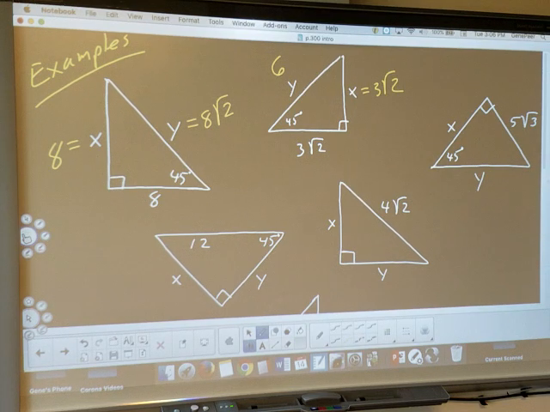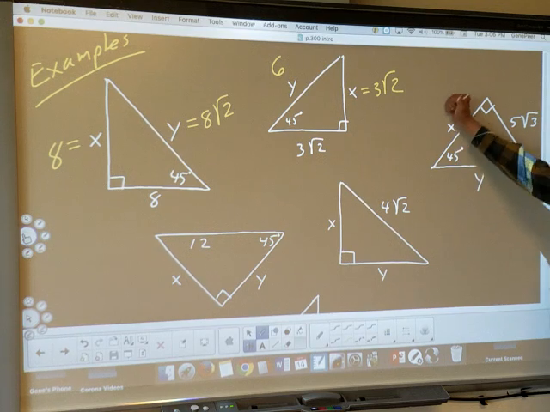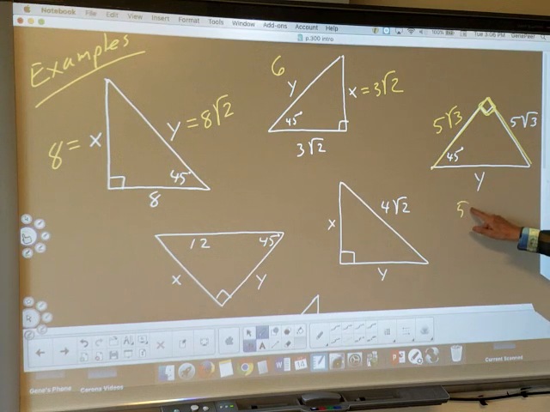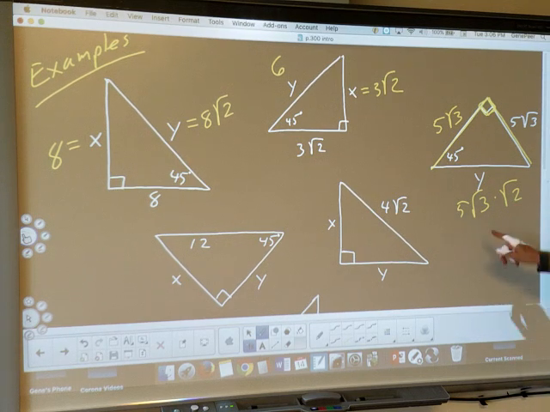Another example. If that's 5 square root of 3, then this guy must be 5 square root of 3. Here's your right angle. The legs must be congruent. Here's your hypotenuse. What do? You take your 5 square root of 3 and stick a square root of 2 next to it. How do you do that? Oh, very simple. All you have to do is multiply square root of 3 times square root of 2 and get square root of, guess what? 6. Done. Oh, that was easy.